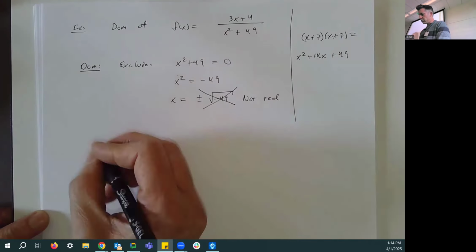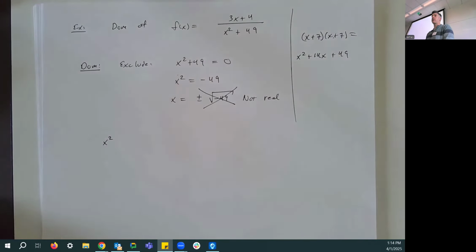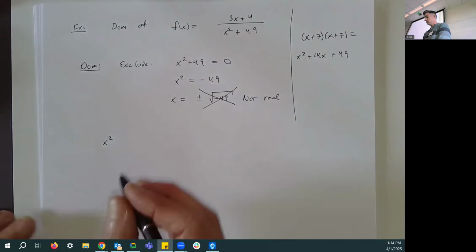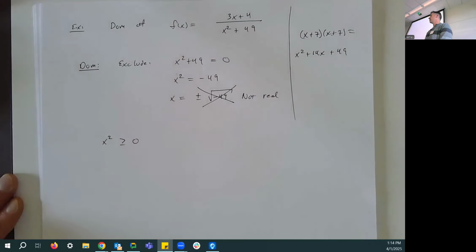Whatever you plug in for x squared is always going to be bigger than or equal to 0. Pick any number you like. Do it right now in your head. Pick your favorite number. Hopefully it's small. And square it. Did you get something that was bigger than or equal to 0?